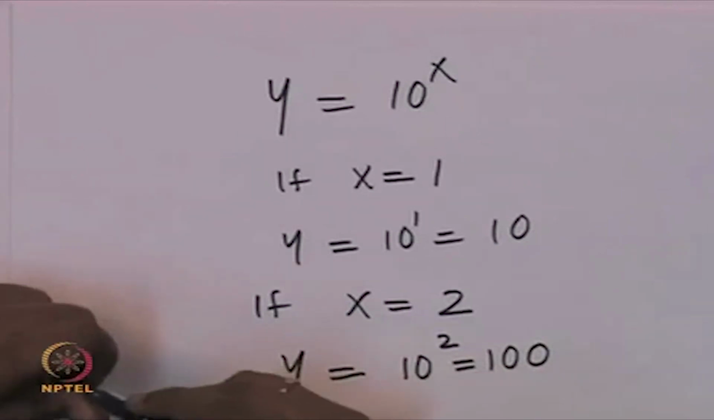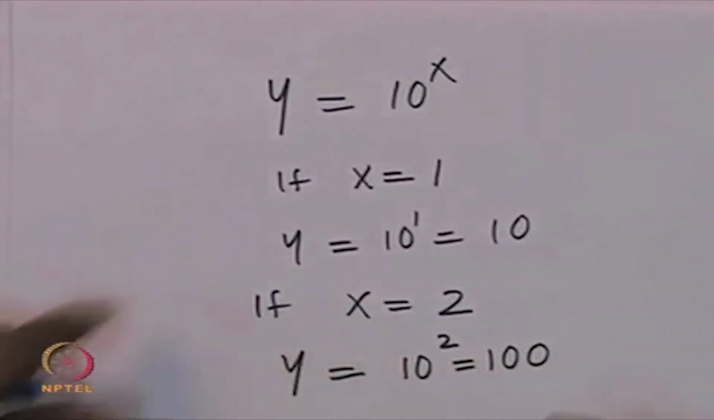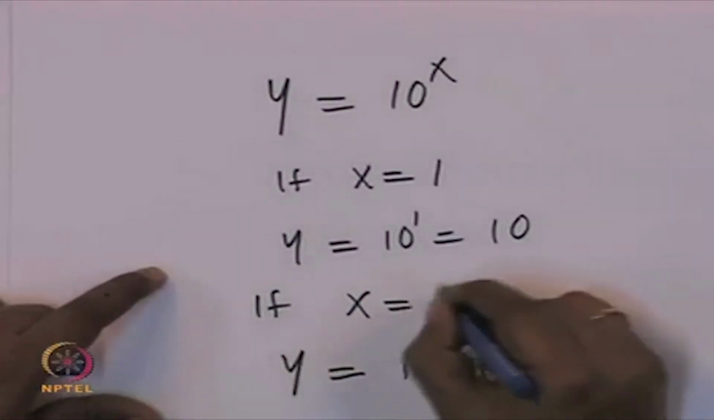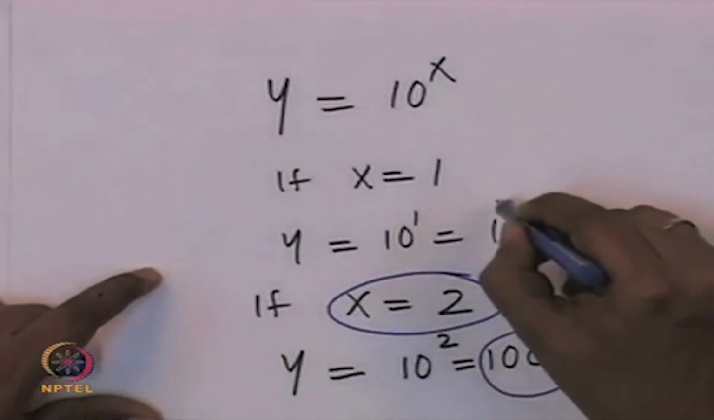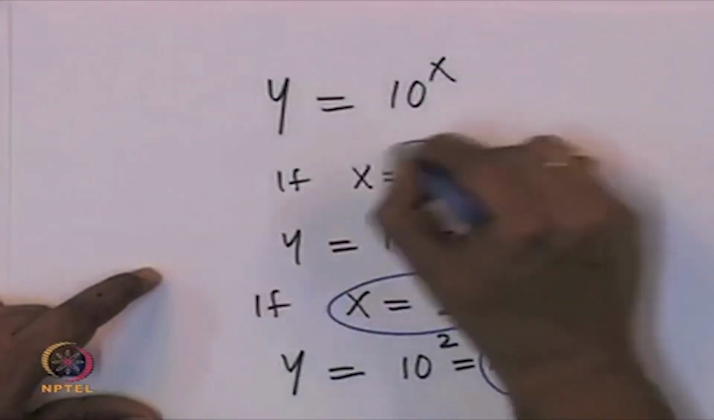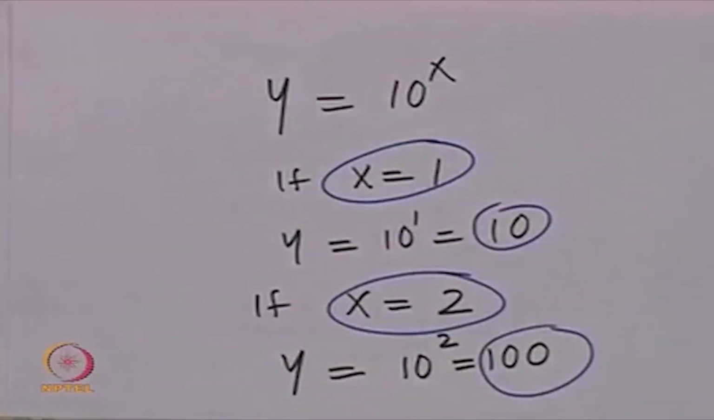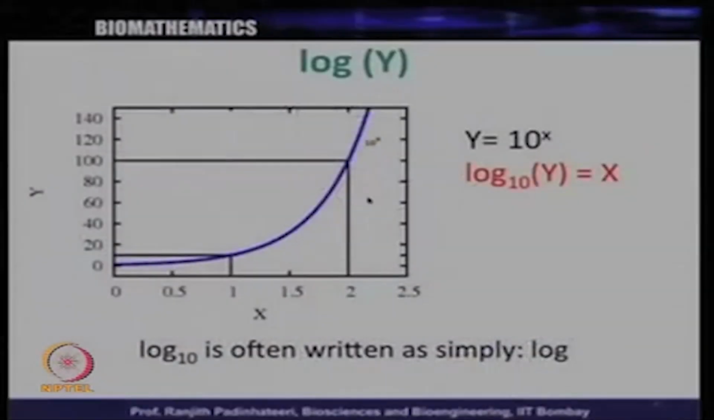So, if the y value is 100, the corresponding x value is 2. If the y value is 10, the corresponding x value is 1. So, this is what basically we know, but to calculate this, the function which inverts this graph, this is called inverting, is essentially log of y. So, if we calculate the log of y, we will get x.